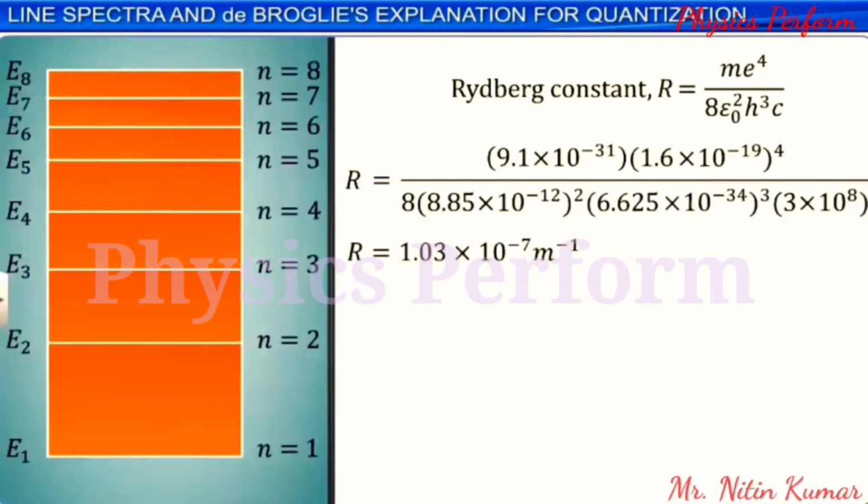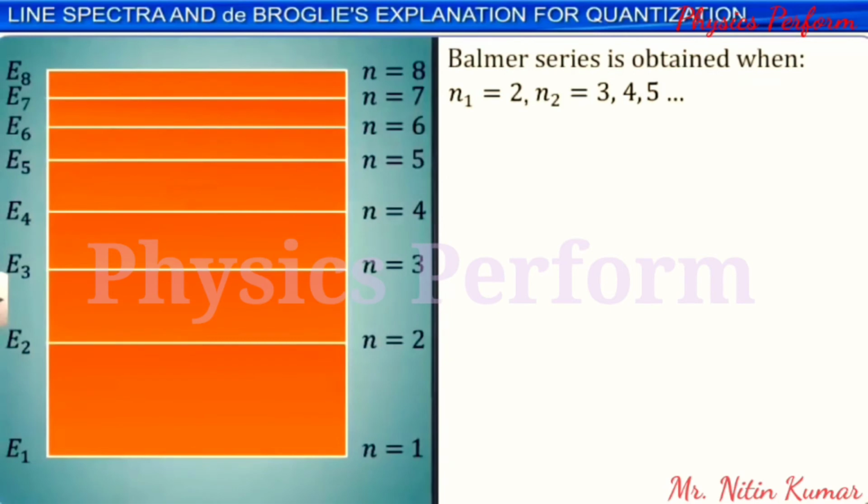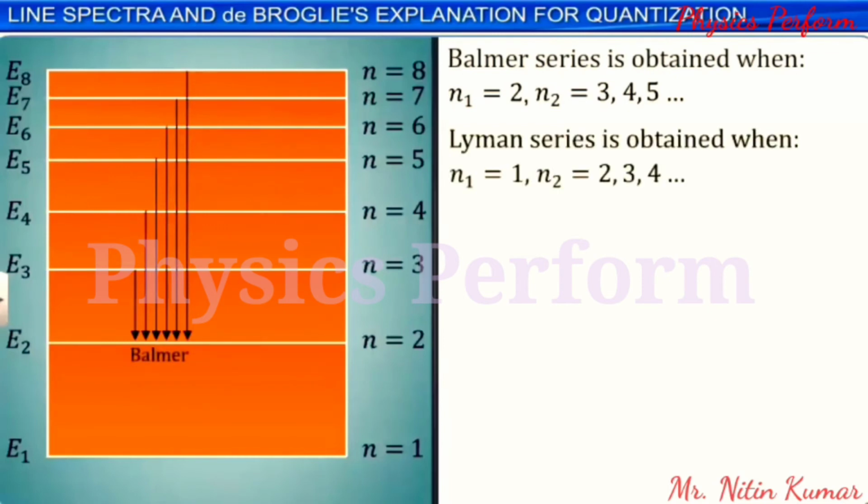So, when we substitute n1 is equal to 2 and n2 is equal to 3, 4, 5, and so on, we get the Balmer series. Similarly, when we take n1 is equal to 1 and n2 is equal to 2, 3, 4, and so on, we get the Lyman series.